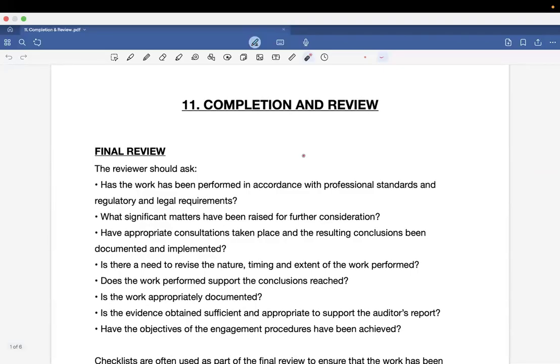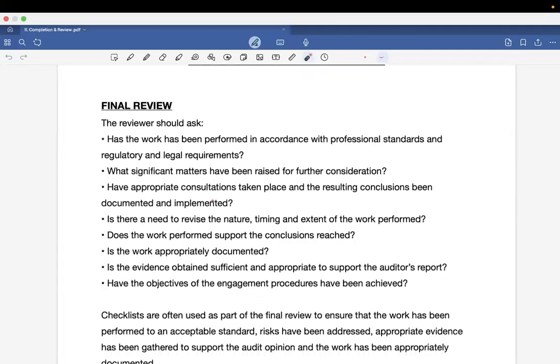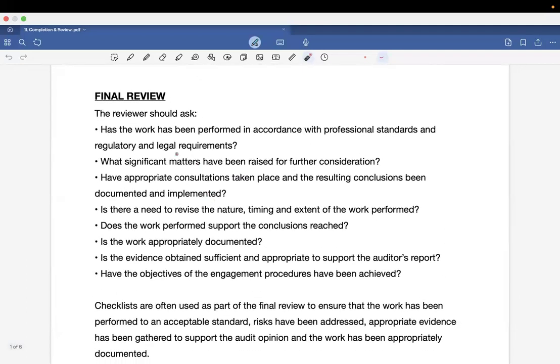So when we have done the audit, then comes a final review, right? When the reviewer is reviewing certain financials, they're going to ask whether the work has been performed according to professional standards and whether all the regulatory and legal requirements have been met. That is the first thing, right? You ask for the trade license, you ask whether every vouching was done properly, right? Your seniors ask that.